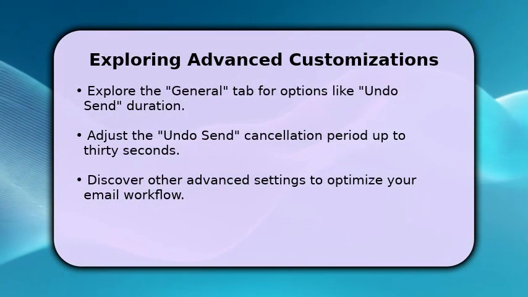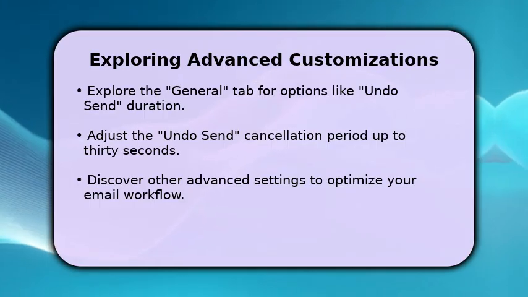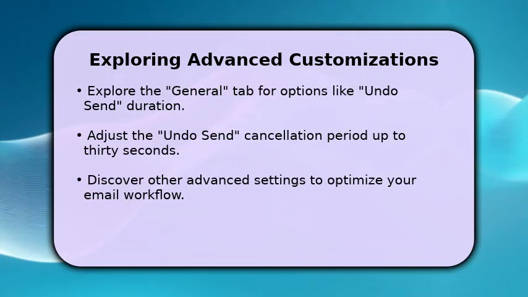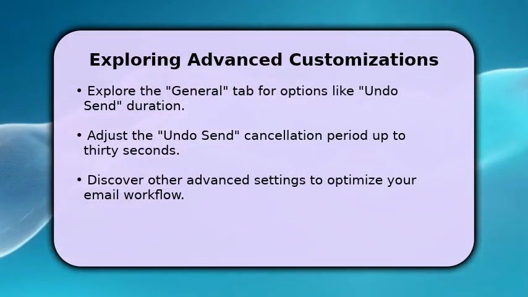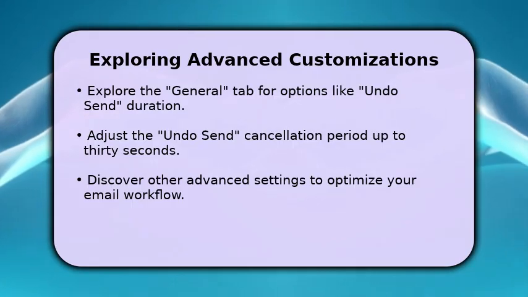Beyond the basics, Gmail offers several advanced settings to enhance your productivity. In the General tab, you can adjust the undo send period, giving you up to 30 seconds to recall an email after sending. This small but powerful feature can save you from many mistakes. Take some time to explore other tabs like Advanced for even more tools to streamline your email management.